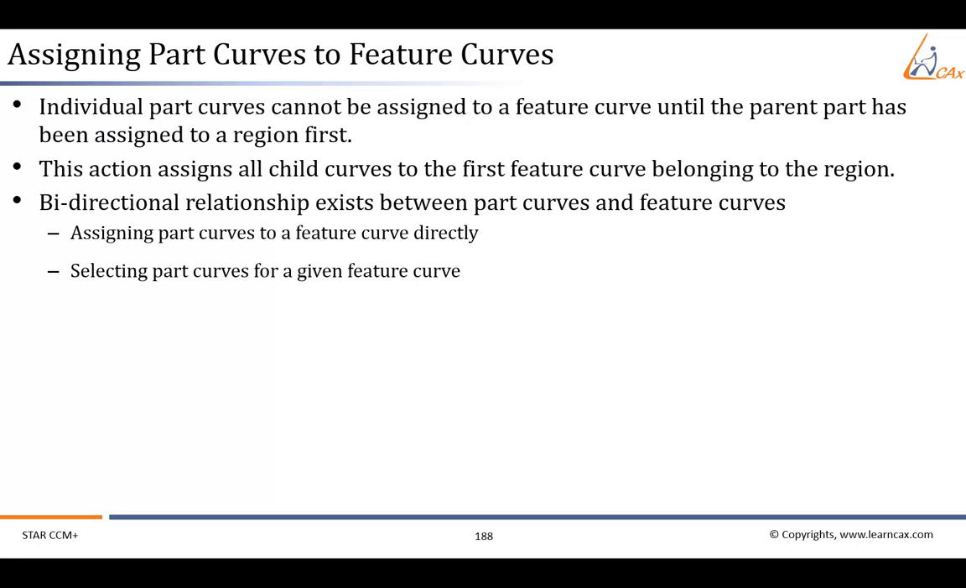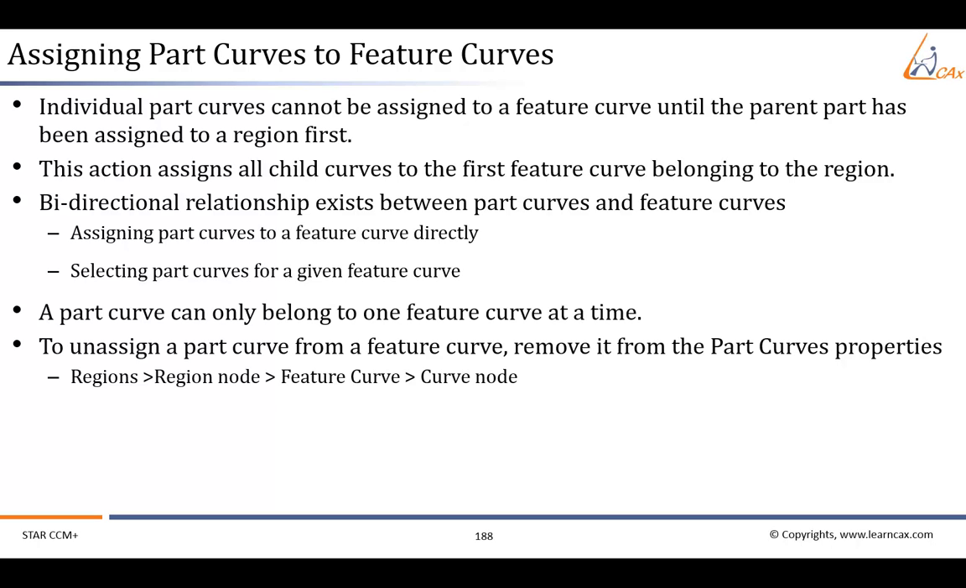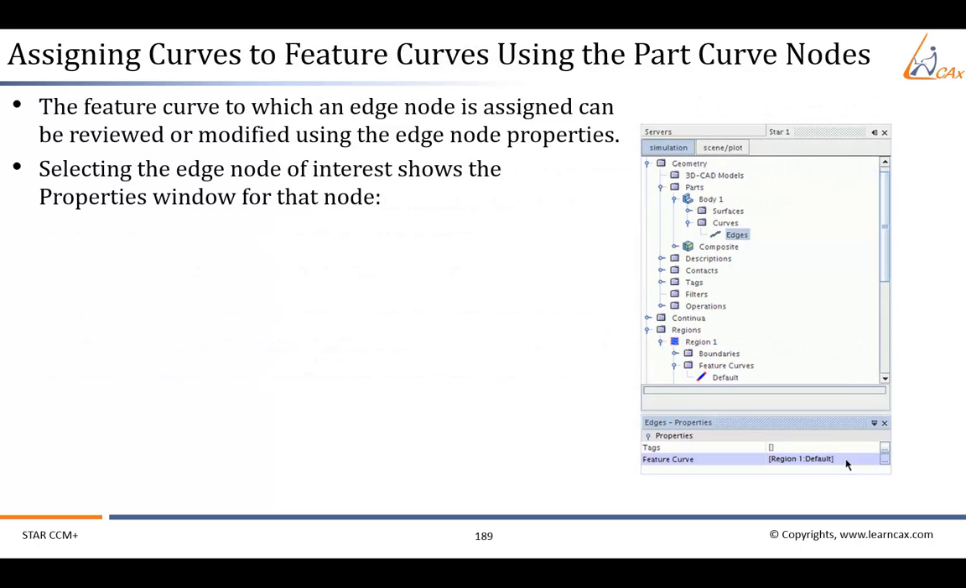Similar to boundary and surfaces, a part curve can only belong to one feature curve at a time. Therefore, if it is reassigned to a new feature curve, it is automatically removed from the original feature curve list. The feature curve to which an edge node is assigned can be reviewed or modified using the edge node properties. Selecting the edge node of interest shows the properties window for that node.